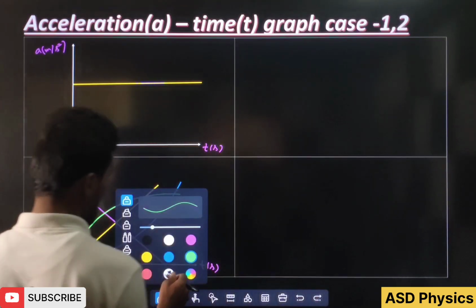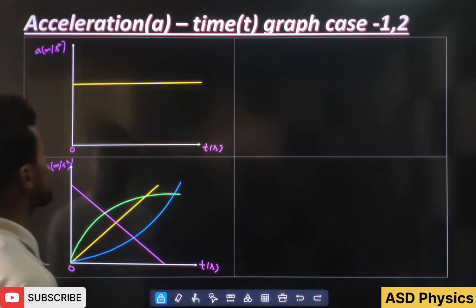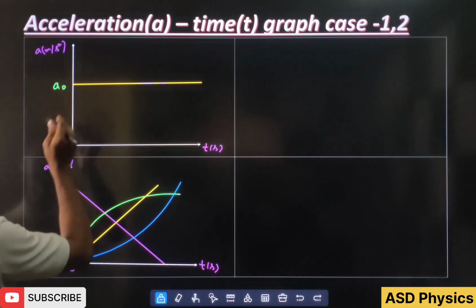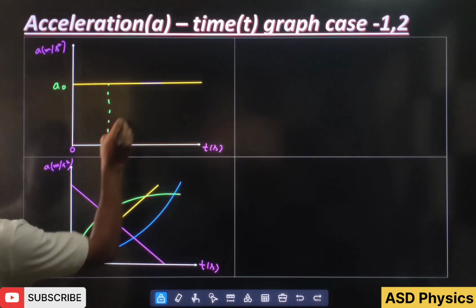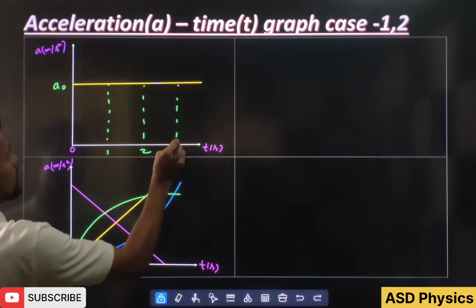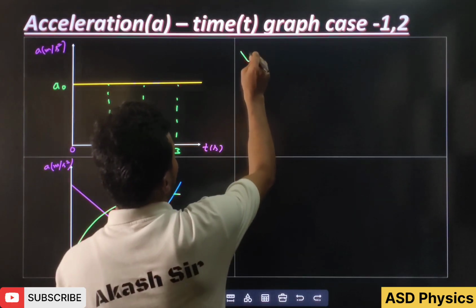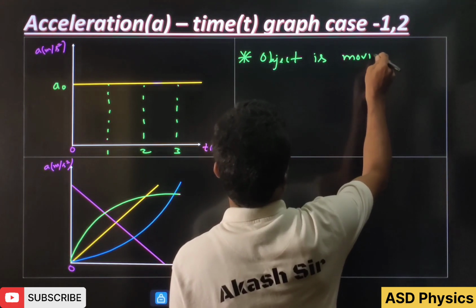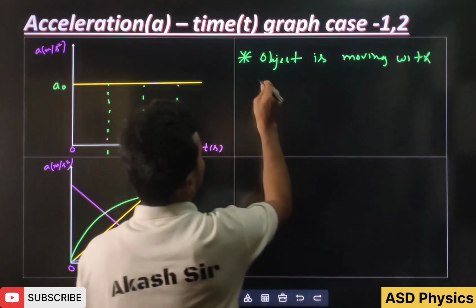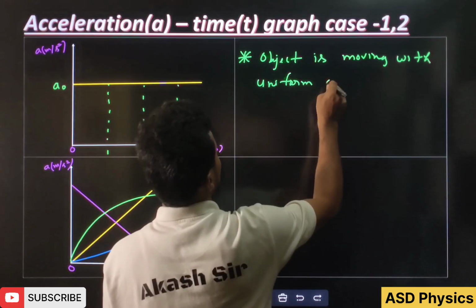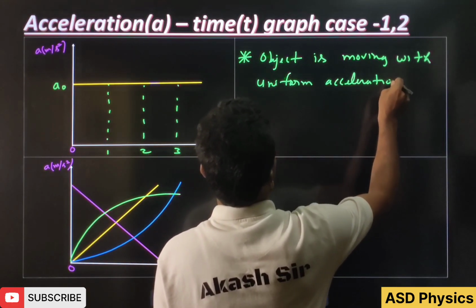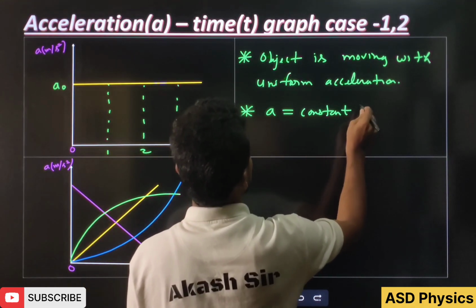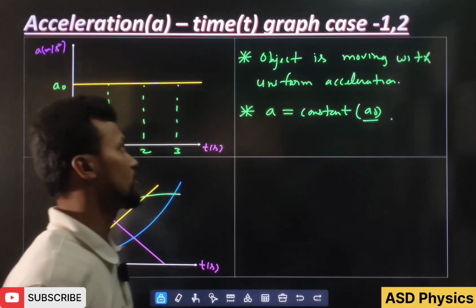Now we are going to see the acceleration time graph. It is a very limited graph. First, two cases only we should know here. Let's take for example, with time the acceleration is constant. Here the object is moving with a uniform acceleration. Why uniform acceleration? Because the acceleration value is constant. a is a constant, that's why we can call it uniform acceleration here. Now a naught value is constant here.